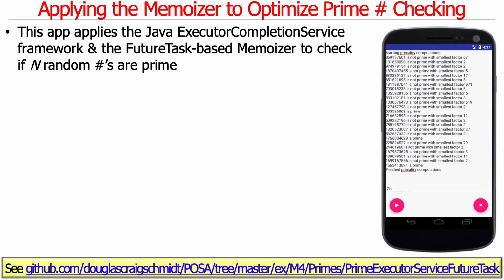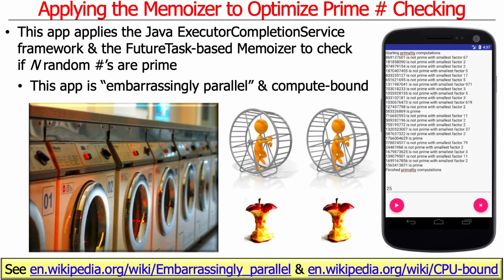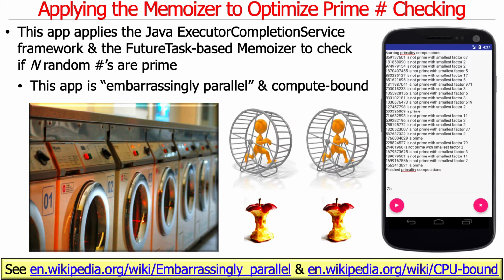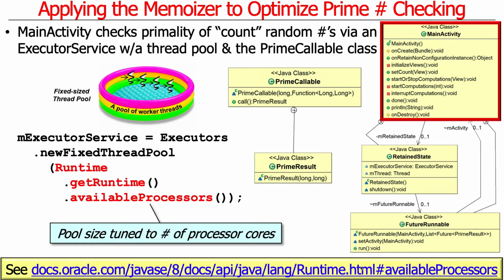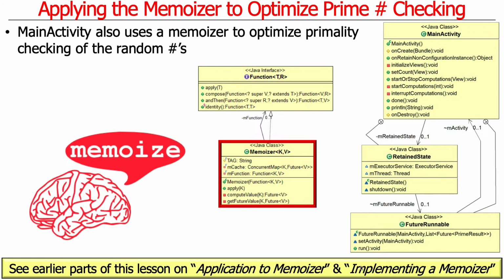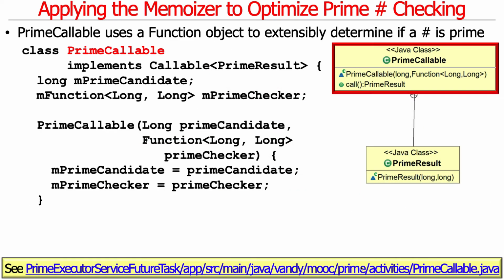This is going to look very familiar to you. Really, very little has changed. It's still embarrassingly parallel and compute bound. We have a main activity, which is going to use a fixed thread pool this time, again, just for kicks, just to be mixing things up a little bit. We tune that to the number of processor cores, so this will basically maximize the utilization of your CPU by running on all the cores. We'll use our Memoizer, as we talked about before. We'll see where that fits in a second.